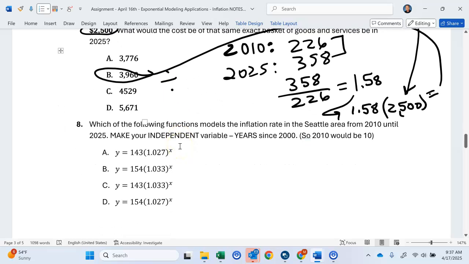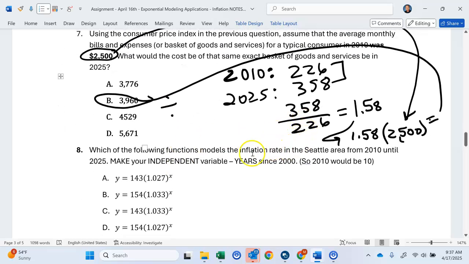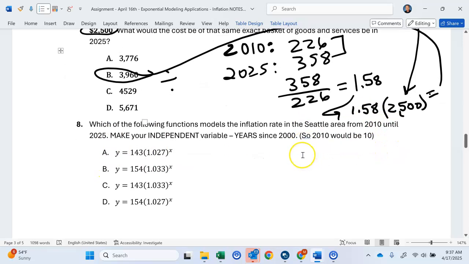Okay. So the next thing is, which of the following functions best models the inflation rate from 2010 until 2025? So now we need to go get the data and model it using Desmos. Please go ahead and open up a file of Desmos and put in the exponential function, because we're going to use exponential models, okay?